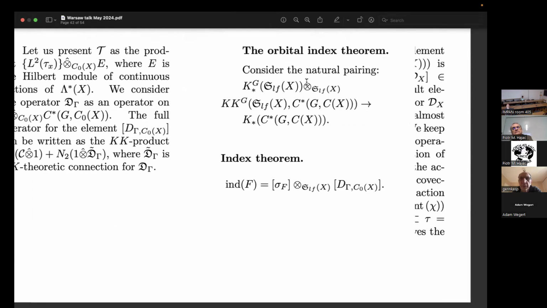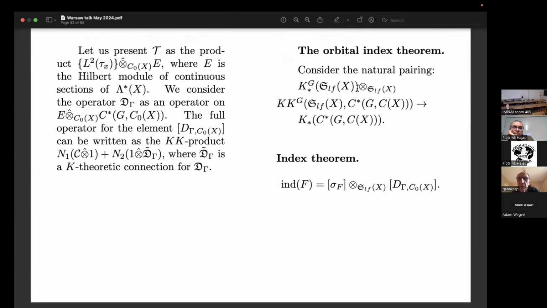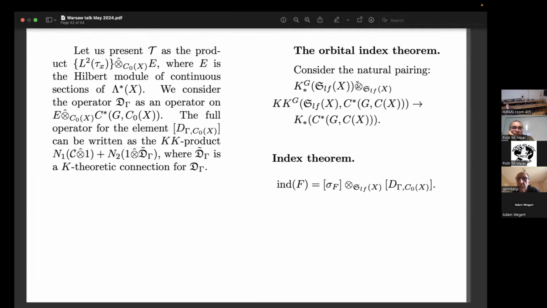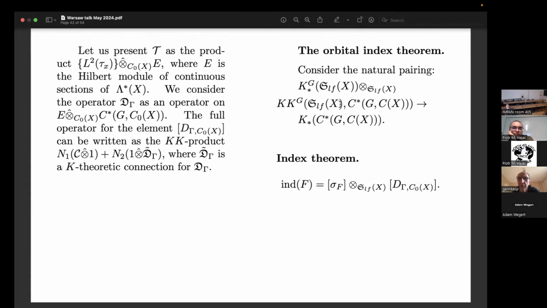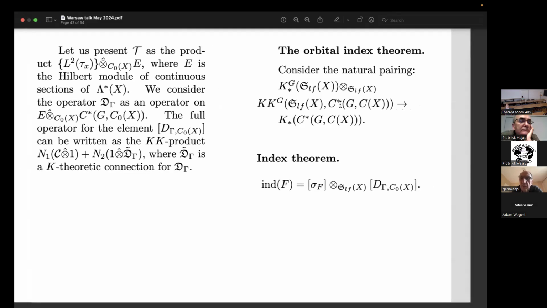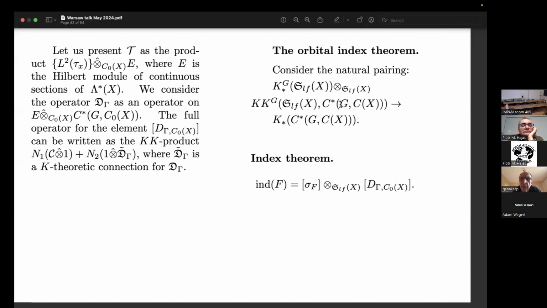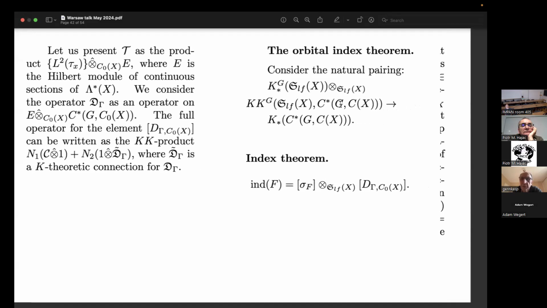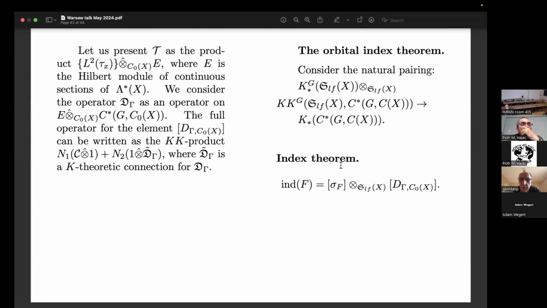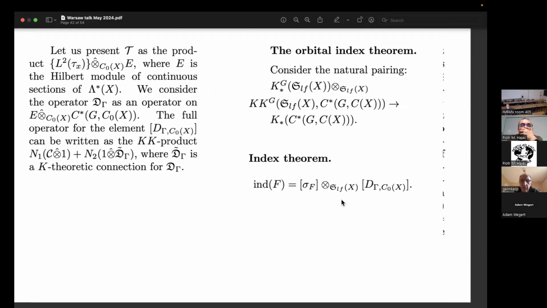And the orbital index theorem is this one. You take the K theory, you take the symbol element, which lives here. You take a product over this algebra with this orbital Dirac, which, by the way, is constructed using the Euler characteristic operator on the lambda star X, but using some infinite dimensional stuff also. You take the product with this element and you get the index. So the index is the product of the symbol with this orbital Dirac.